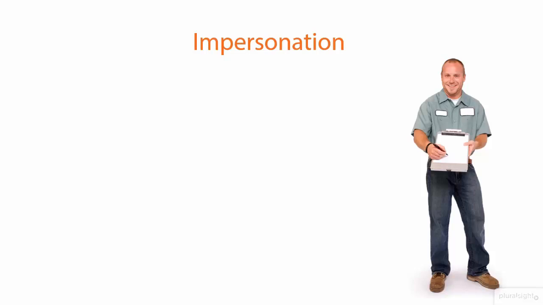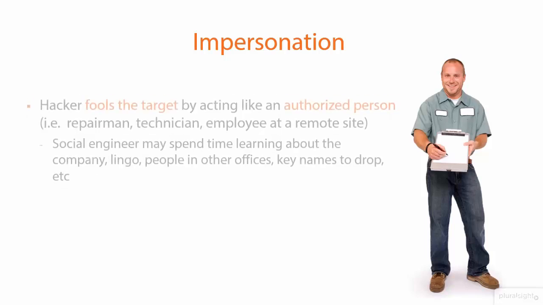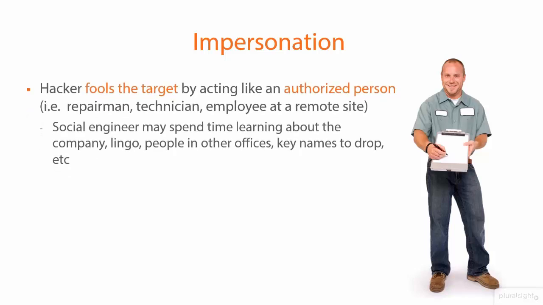Okay, so next up we have impersonation, and as you might guess, we have a friendly repairman, quote unquote, right here, who's here to help us and fix all of our problems, right? Well, don't be fooled. Someone who is impersonating or using that type of social engineering tactic is there to fool the target or the victim, and they'll act like an authorized person, whether it be a repairman, a technician, or an employee at a remote site, perhaps. They may call acting like they're from a remote site and trying to get access to some system locally. And they're saying, hey, they're gonna remote in and fix your problem.